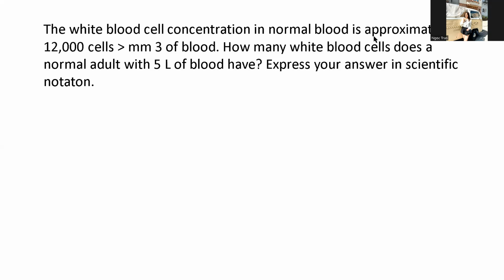Okay, so we're now recording, and this is, of course, office hours. Your question is about number 78 from chapter 1. So that's like 1.78, is what I think the book literally calls it. As you can see, here's the question: how many white blood cells does a normal adult with 5 liters of blood have?